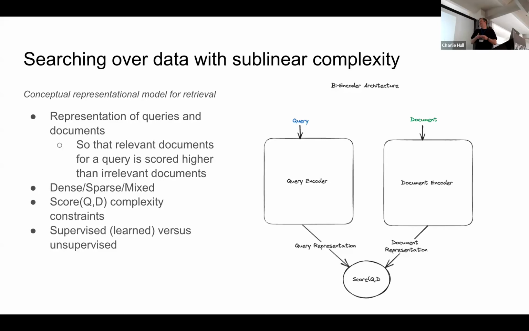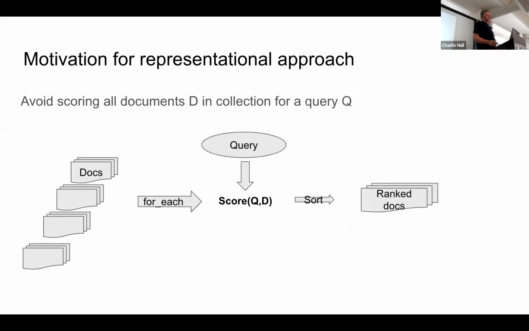But there are alternatives where you can actually learn the representations of queries and documents so that for a given query, the actual relevant documents are closer or have a higher similarity than the documents that are not relevant for that query, right? And the motivation, of course, for this representational approach is that we avoid taking all our documents. We could do this, and for each of the documents, score them according to the query, sort them by some score, and then you have your set of ranked docs.